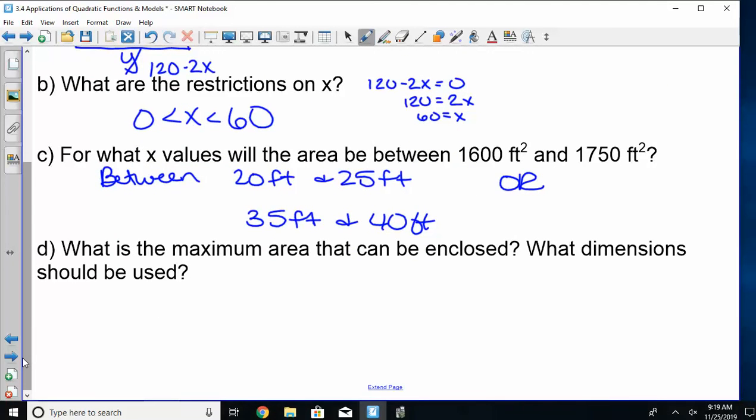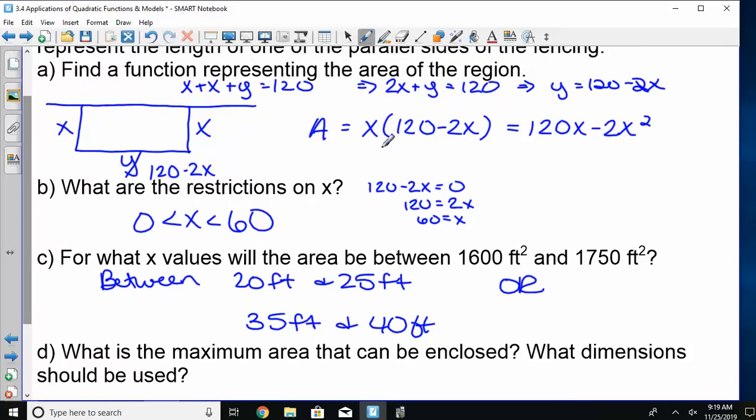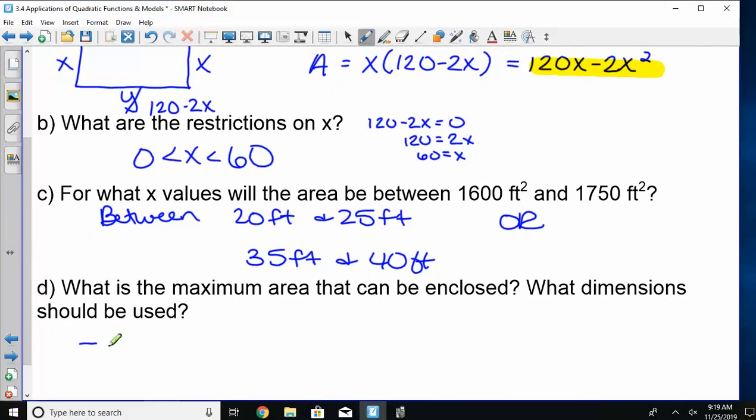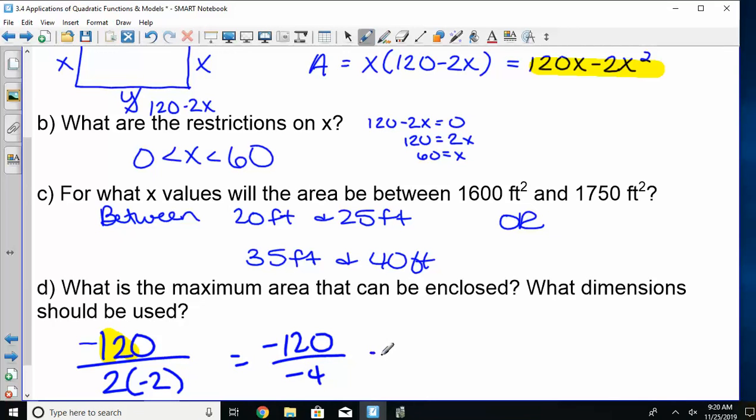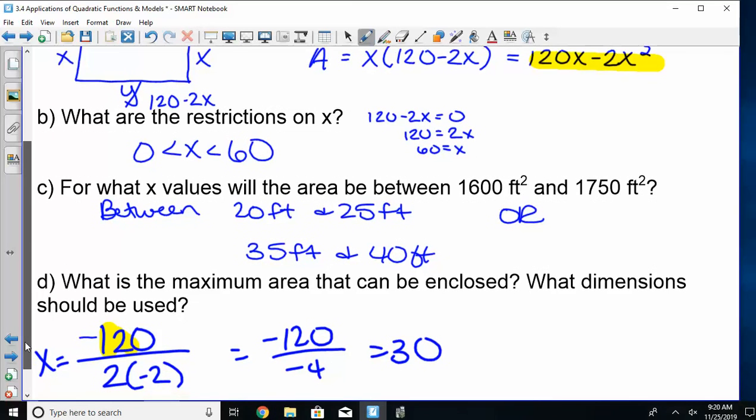C, what's the maximum area that can be enclosed? Anytime I ask about a maximum or a minimum, what am I asking you to find? Vertex, opposite of B over 2A. So my B value here, go back here. The B is the coefficient on x, so that would be a 120. Over 2, my A is the x squared coefficient, so that's -2. Okay, keep in mind, this is the x value. What do you need to do with that? Plug it in.